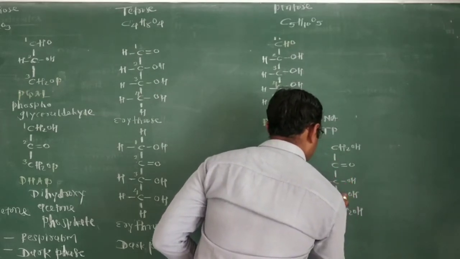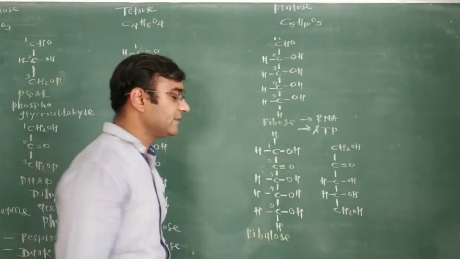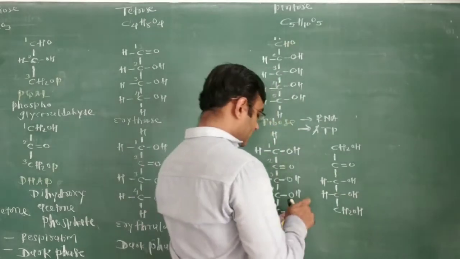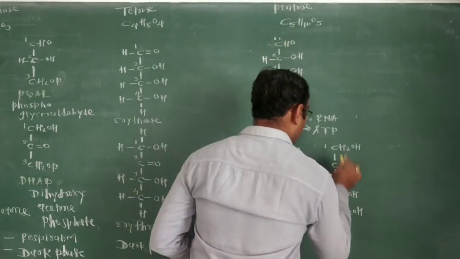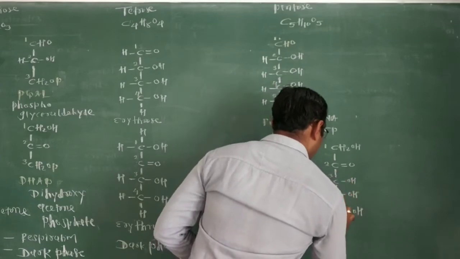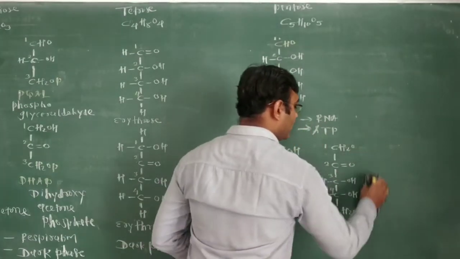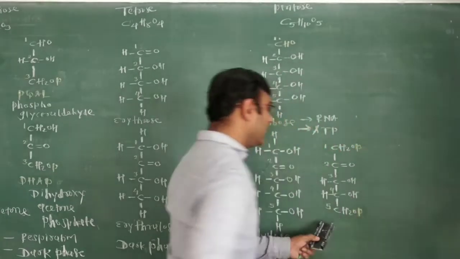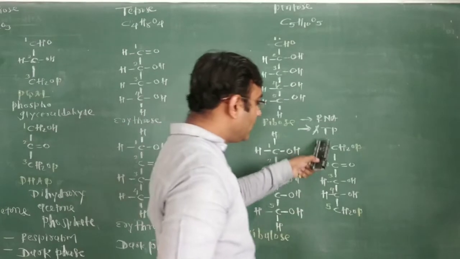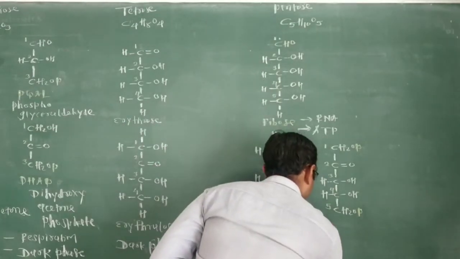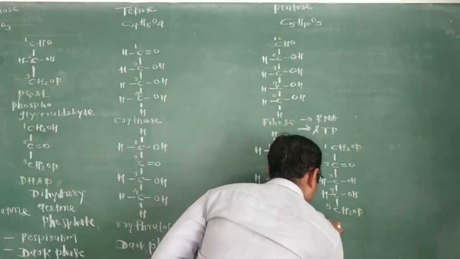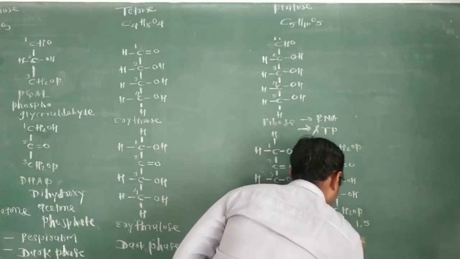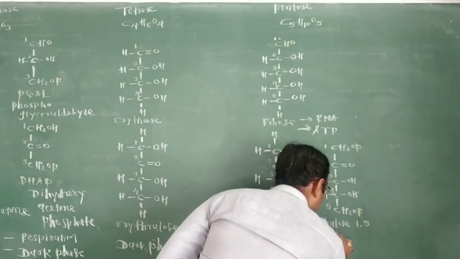So this is also the same structure, and this is ribulose. In the structure of ribulose, at the first carbon and fifth carbon, in place of hydrogen, there is phosphate. So the name of this chemical is ribulose 1,5-bisphosphate, or diphosphate.